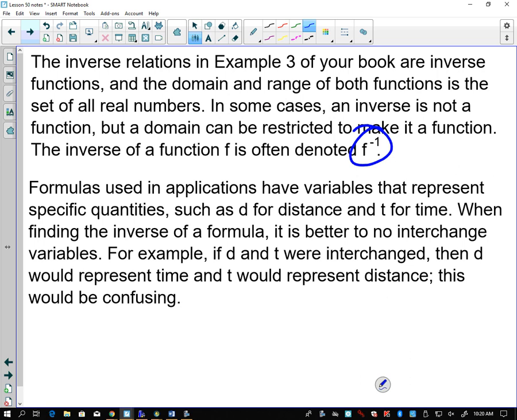So we don't want to interchange those variables in formulas, right? Where let's say we're working with Celsius and Fahrenheit, right? And we want to swap those or find the inverse function. We don't actually want to swap those variables because they mean something. Okay, they're not just nameless, meaningless variables.